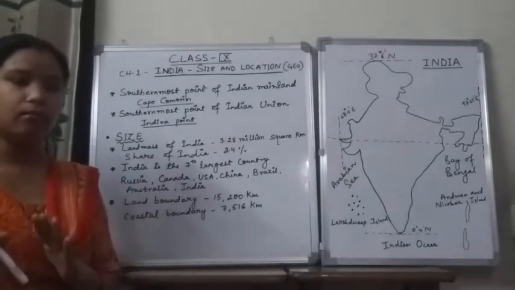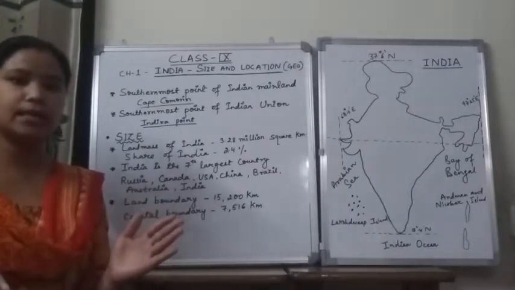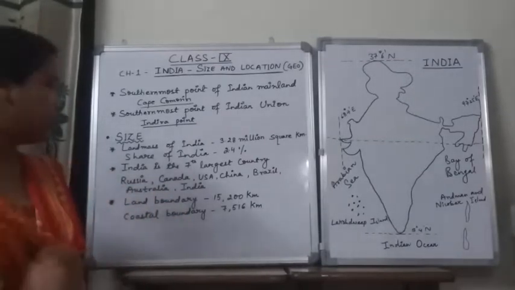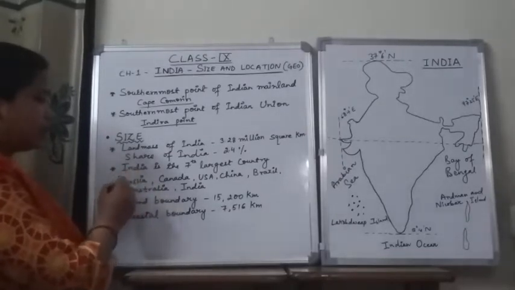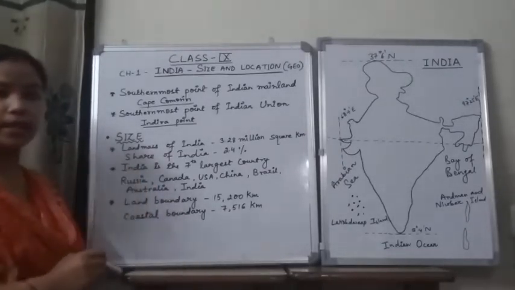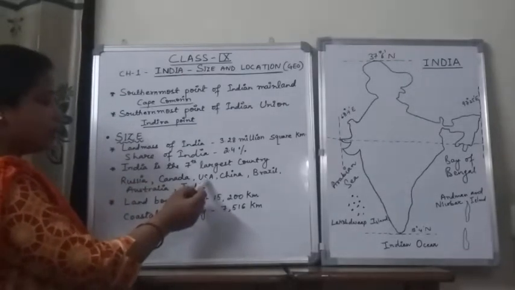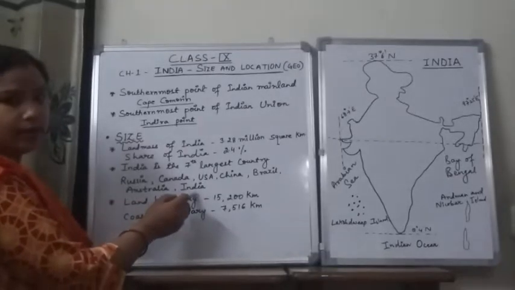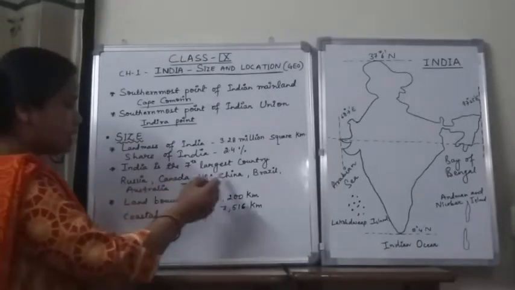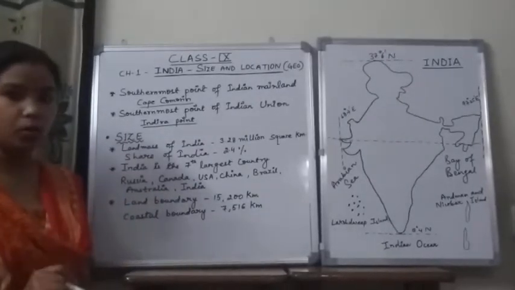Now we will be talking about the 6 other countries which are bigger in size than India. Russia is the biggest or largest country, we can say, area wise. Then comes Canada, then USA, China, Brazil, Australia, and then India. So there are 6 countries which are larger than India area wise.